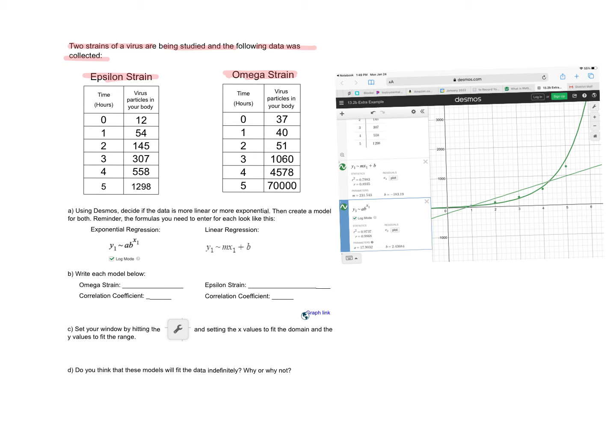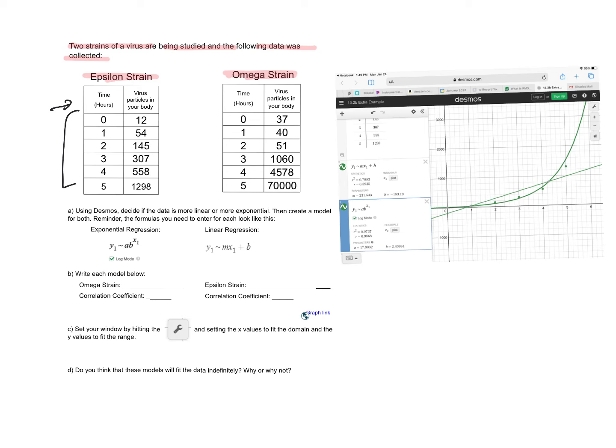So please listen carefully to these directions before you go to Desmos. You are going to be graphing both of these in Desmos. Now, you can do them all on the same graph if you want, or on the same Desmos screen, or you can do 2 different screens. It's kind of up to you. So you're going to start with the epsilon strain. You're going to type in this table.